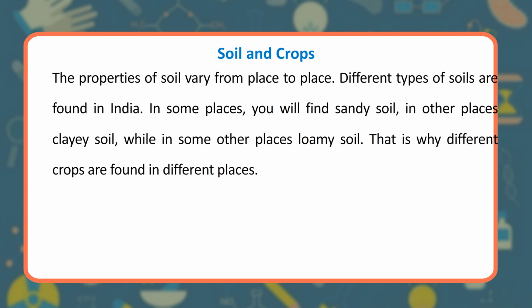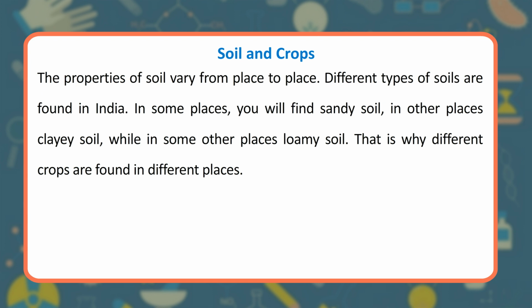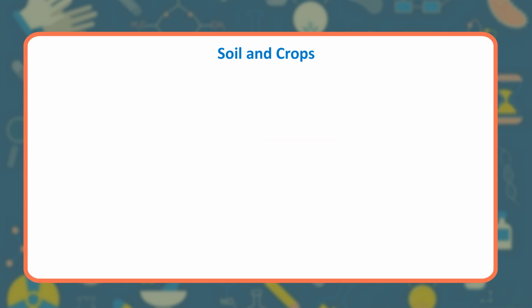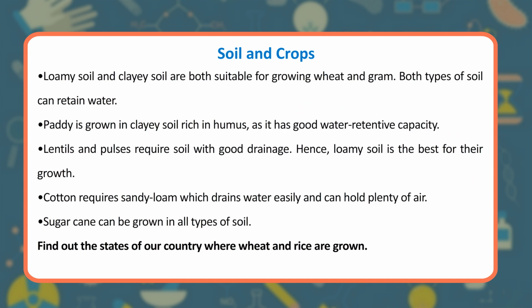Soil and crops. The properties of soil vary from place to place. Different types of soils are found in India. In some places, you will find sandy soil, in other places clayey soil, while in some other places loamy soil. That is why different crops are found in different places. Loamy soil and clayey soil are both suitable for growing wheat and gram. Both types of soil can retain water.